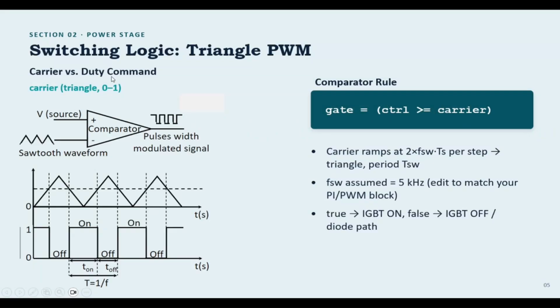So how do we decide when the IGBT is on or off? This is the simplest part of the whole script, honestly. We generate a triangle wave that ramps up and down between 0 and 1 at the switching frequency. I assumed 5 kHz here, but you can change that to match your actual hardware or Simulink model. Then it's just one line. The gate turns on whenever our duty cycle command is greater than or equal to the current value of that triangle wave. That's a classic PWM comparator, and it's exactly what that greater than or equal block in the original Simulink diagram is doing.